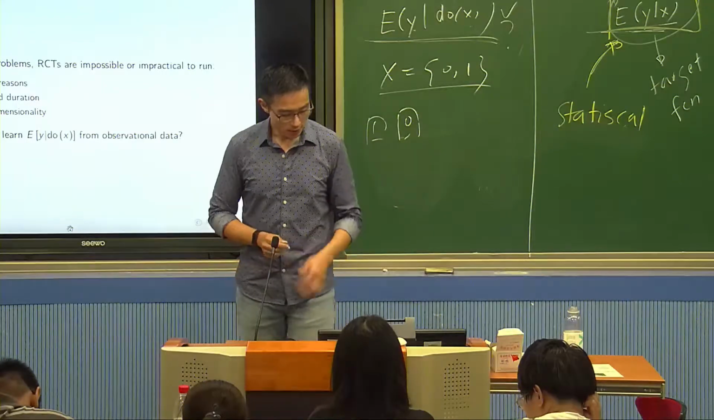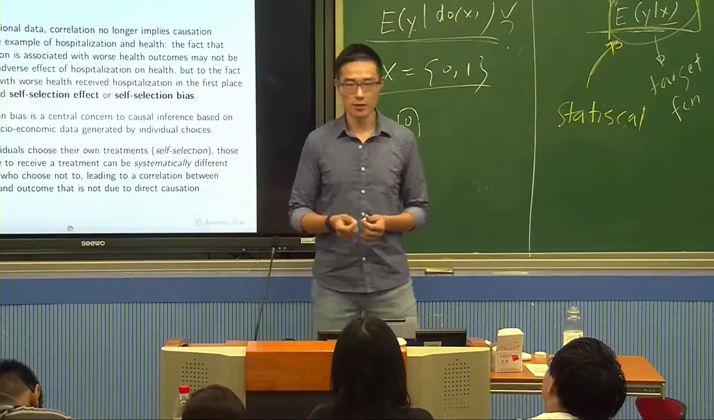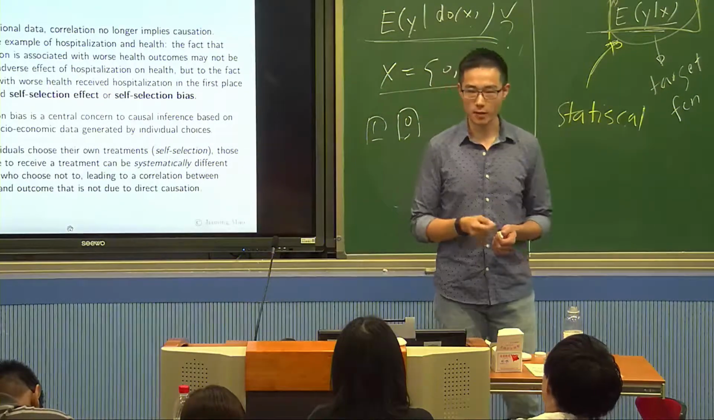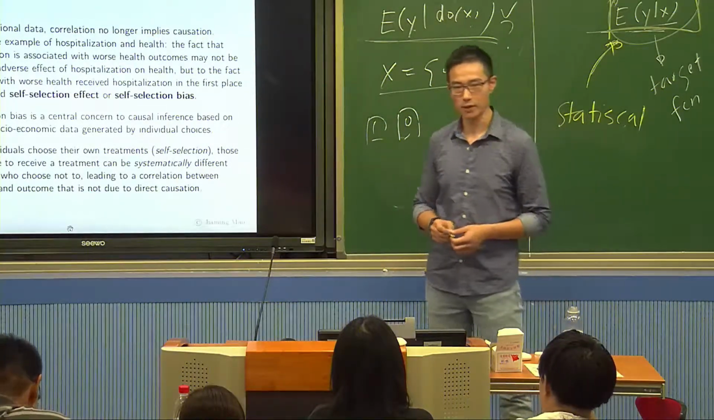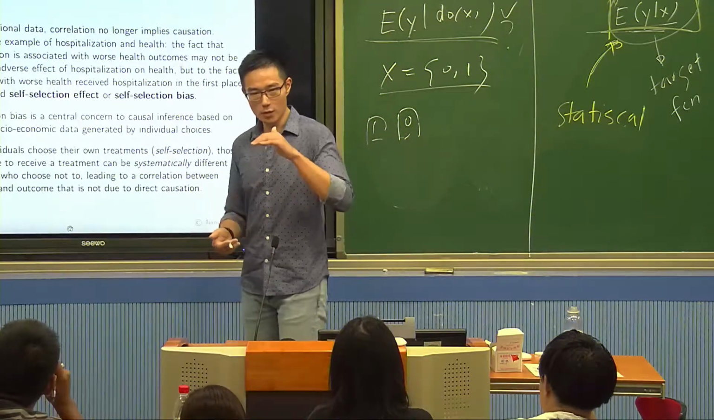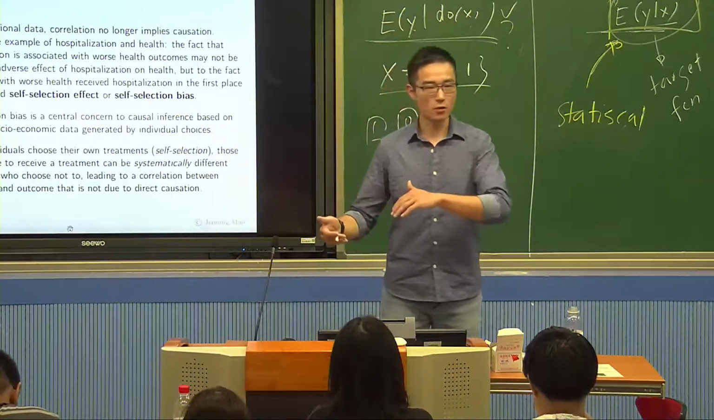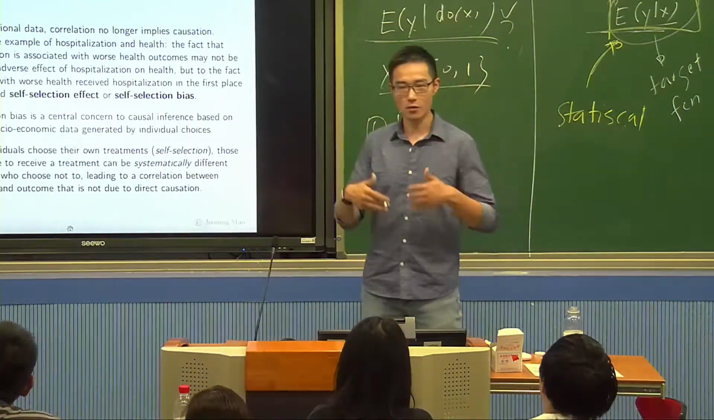So unfortunately, in economics, we oftentimes have to rely on observational data rather than experimental data. We cannot do experiments. We have to rely on what we observe, what we see. But what we observe does not tell us causation directly. It tells us correlation directly.